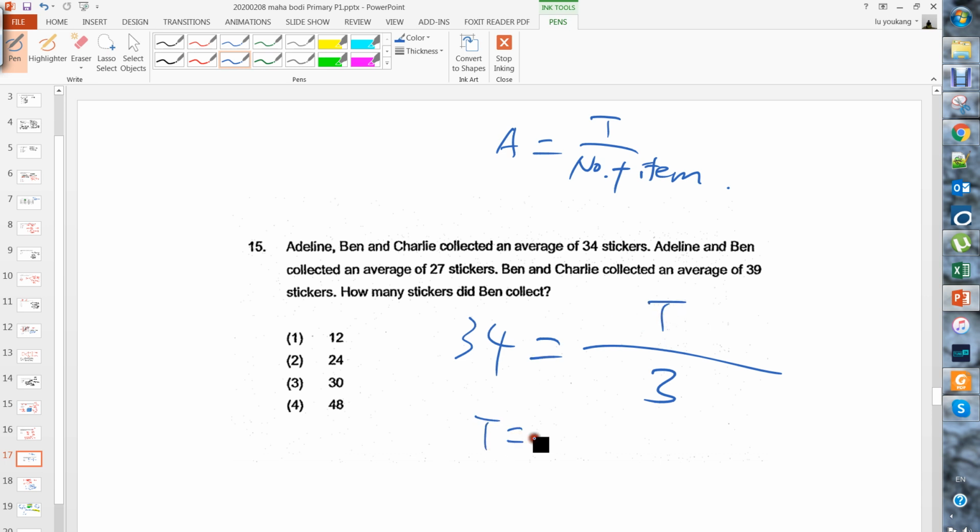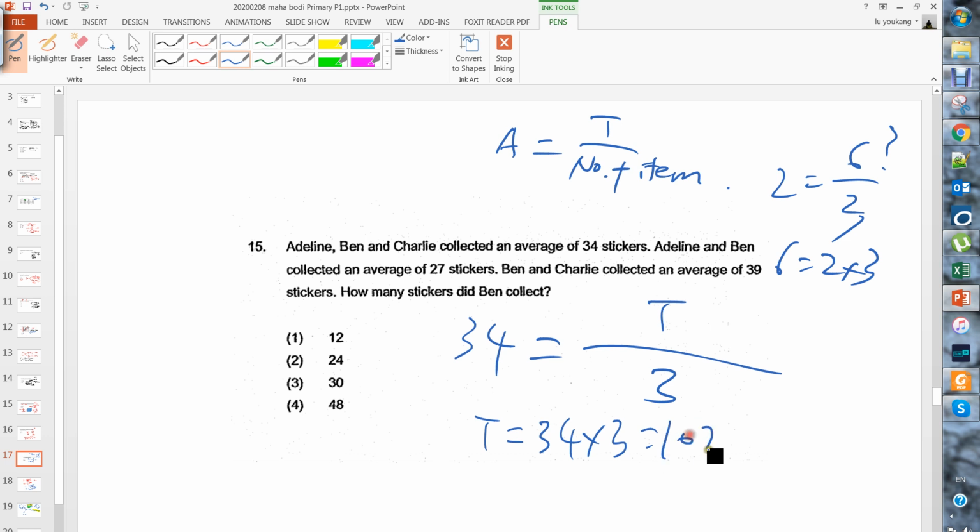Total is equal to? Simple example, 2 is equal to 6 divided by 3, right? So that means you need to find 6. So 6 is equal to 2 times 3. So similarly, total is equal to? 34 times 3, which is 102. Okay? So total is 102.